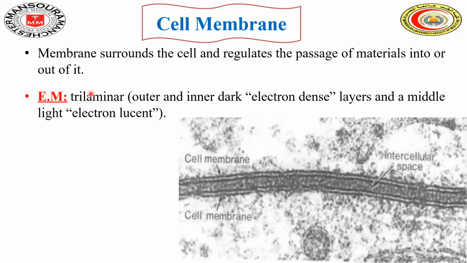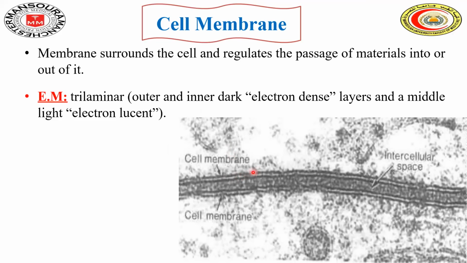When we have a picture taken by electron microscope, the abbreviation EM denotes electron microscope. So by electron microscope, the cell membrane appears as formed of three layers. We describe it by the word tri-laminar. Tri means three, laminar means layers. So the word tri-laminar means that the cell membrane is formed of three layers.